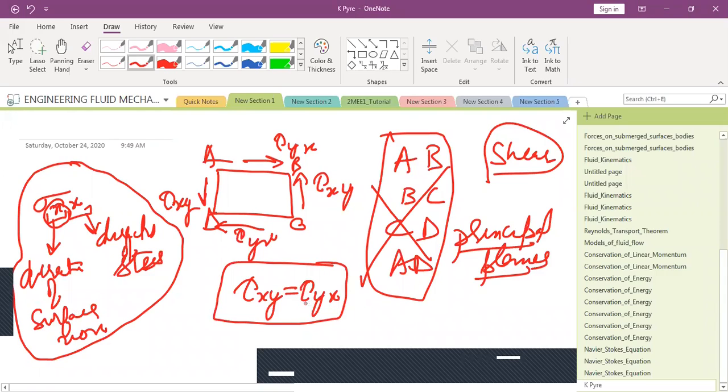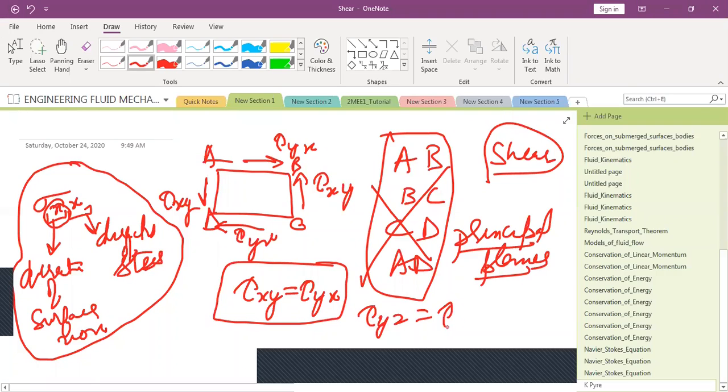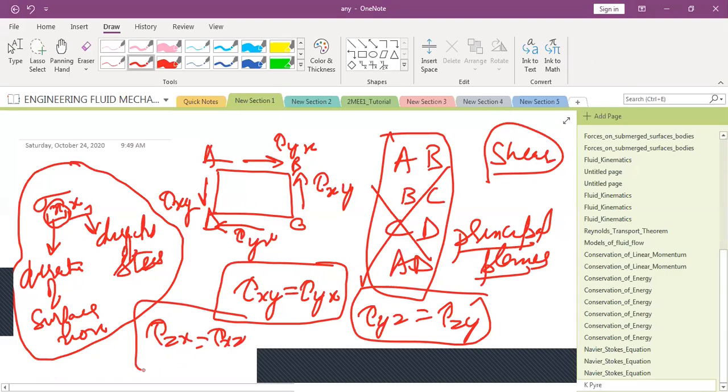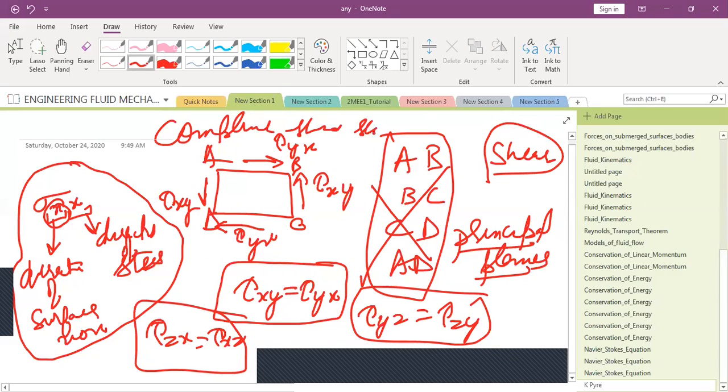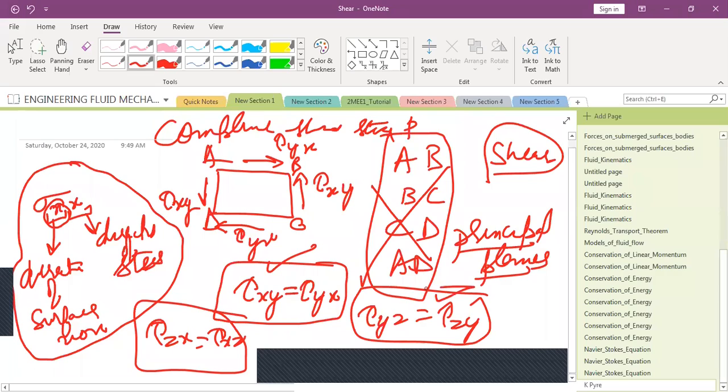Tau xy is equal to tau yx, tau yz is equal to tau zy, and tau zx is equal to tau xz. So this is called the complementary shear stress property. You will study it in solid structure. So shear stresses are equal here, that is tau xy is equal to tau yx. That's why in certain cases you might have swapped these two.